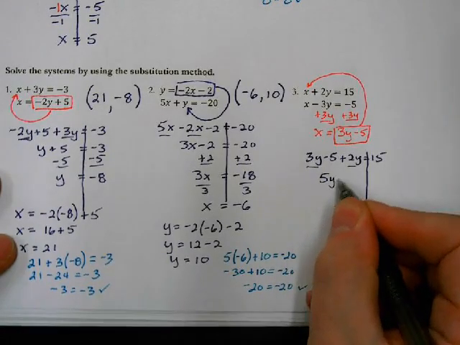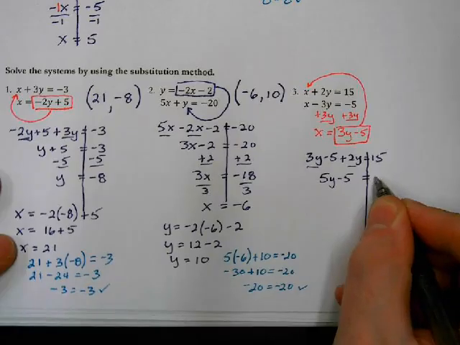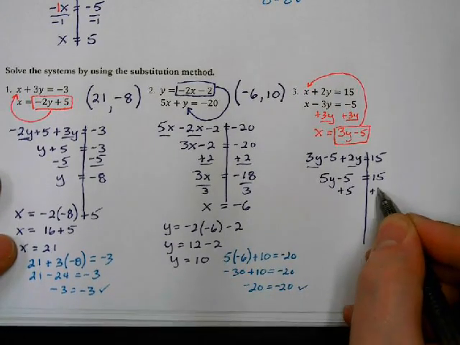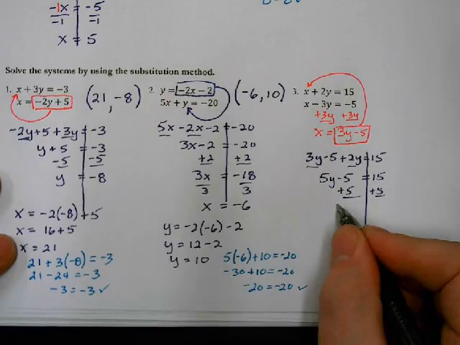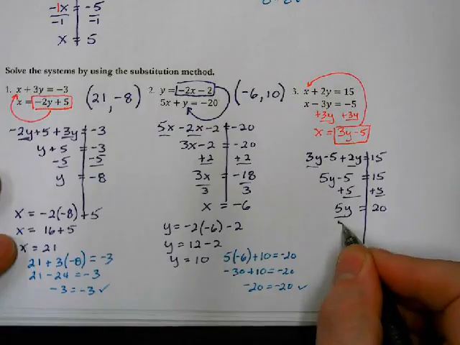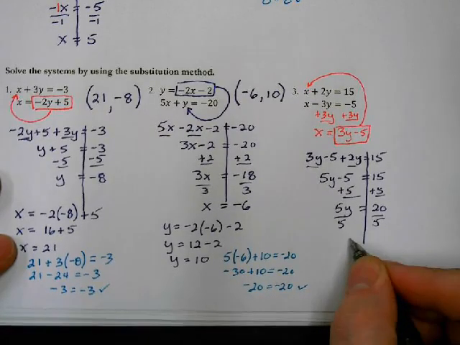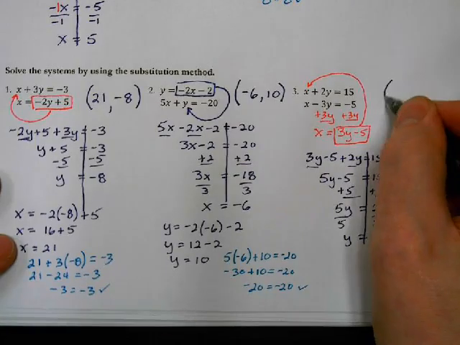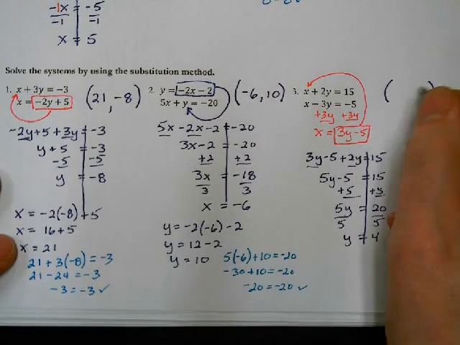We're going to add 5 to both sides. 5y is equal to 20. We're going to divide by 5 on both sides. Y is equal to 4. So I believe at this point that my y value is 4. Might not be, but that's what I think it is.